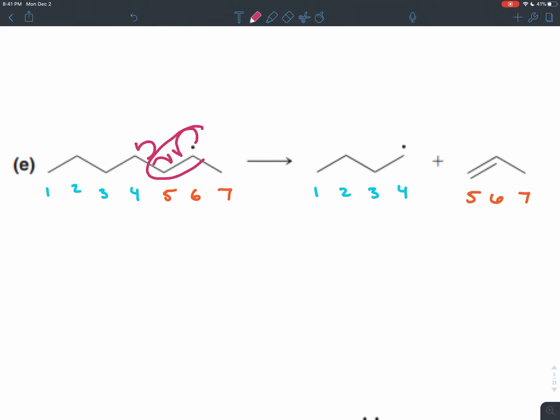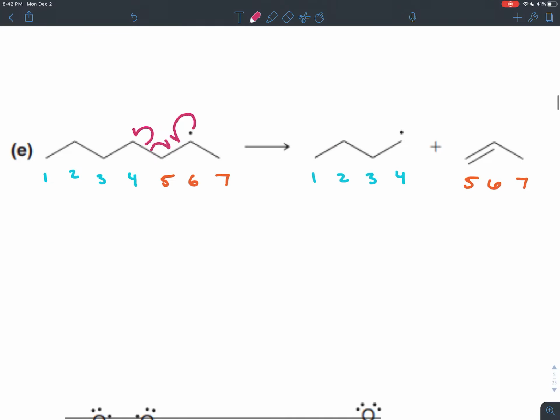So these two fishhook arrows show the creation of this pi bond between carbons 5 and 6. And this one fishhook arrow shows the creation of this radical on carbon number 4. Notice that when you create a bond, the fishhook arrows point to the space where the bond is forming. They don't point at specific atoms. And when you form a radical, the fishhook arrow points at the atom where the radical is forming.